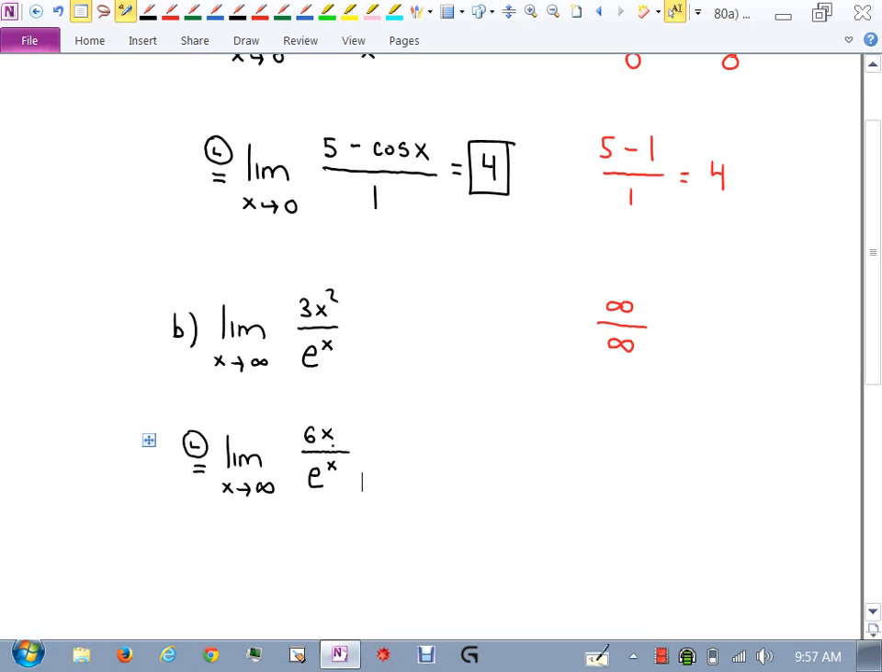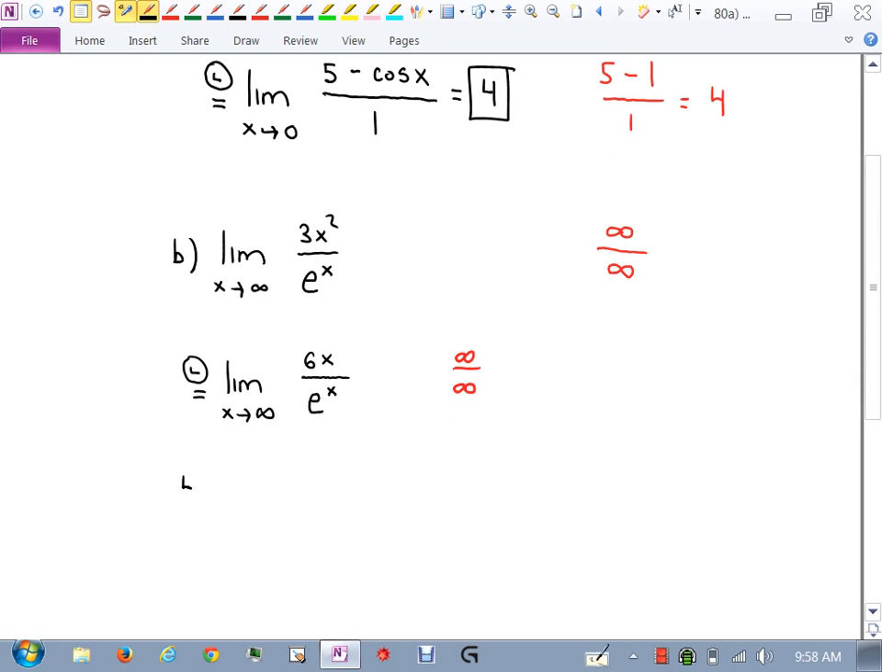Now, the thing is you can't just keep doing it without looking each time at what you have. All right, that's a danger zone. So this is still infinity over infinity. So we apply it again. Limit as x goes to infinity of 6 over e to the x.